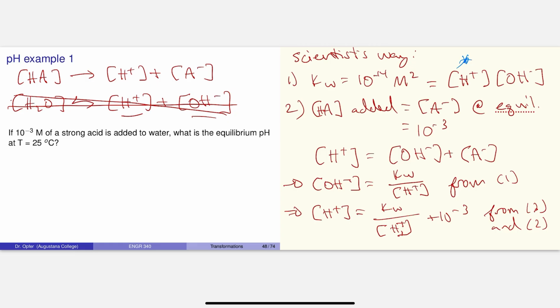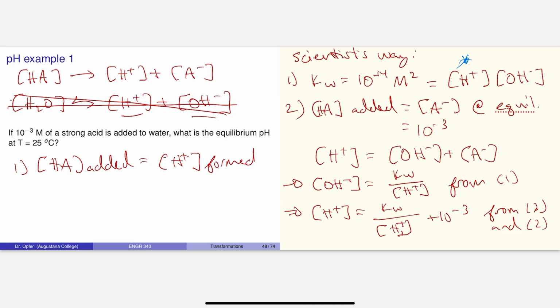HA forms H plus plus A minus. If I have one molecule of HA, it's going to form one molecule of H plus and one molecule of A minus. So our stoichiometry tells us that HA added equals H plus formed at equilibrium. And remember, we couldn't do that at the earlier step, right? So here we had to relate HA to A minus.